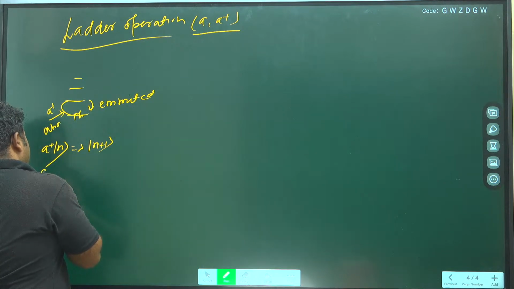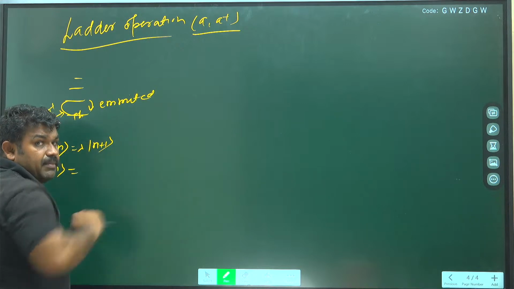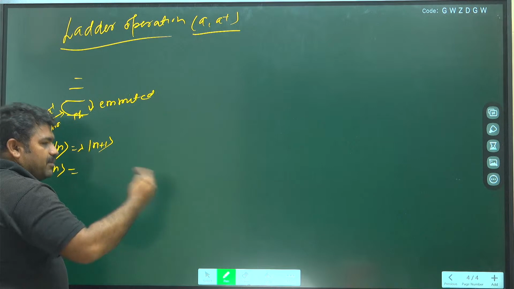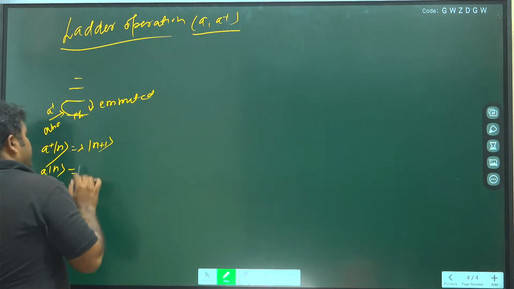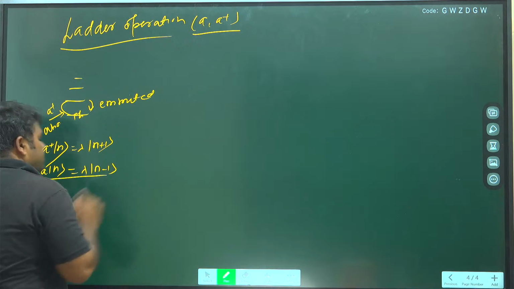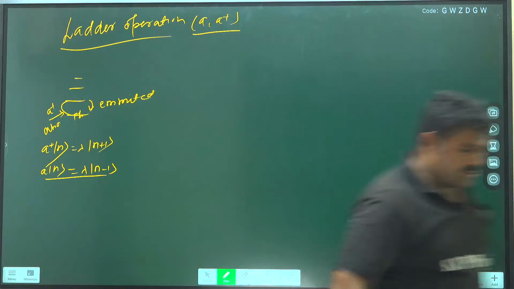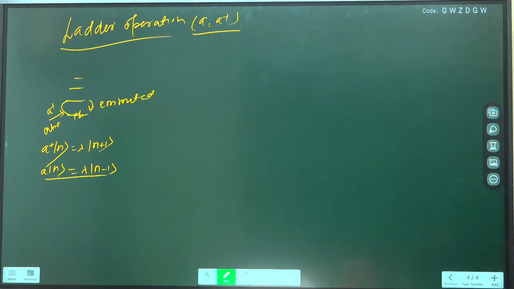Second one, A operating on any state. What happens? Some amount of energy will be emitted. What does this mean? The particle will go further down. Meaning we get some eigenvalue and the state decreases by 1. State decreases by 1. Understood? Creation operator and annihilation operator. Okay. So we will also see their functions: what is the value of A and A dagger.